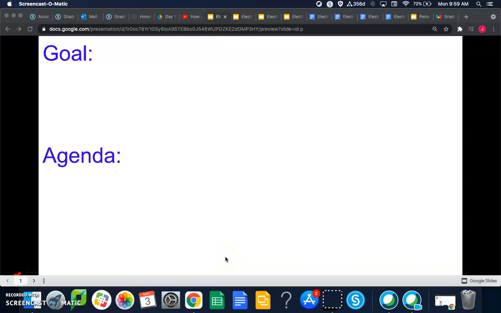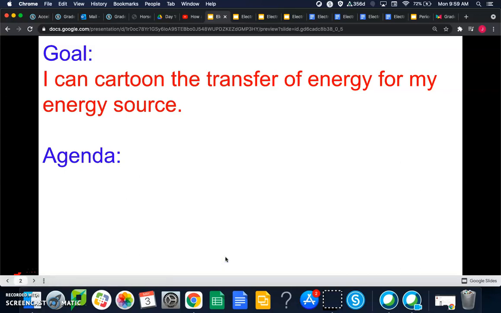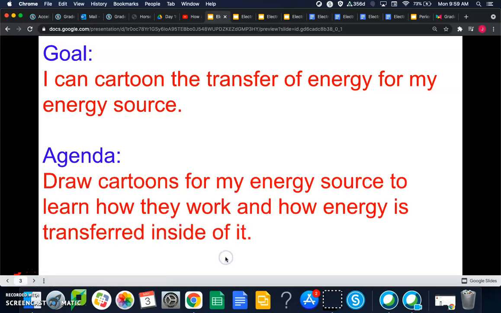Okay, so the goal for today is going to be to create a cartoon of the transfer of energy for this energy source that you've been assigned. So in this case, it'll be wind energy. The agenda: you're going to draw cartoons for your energy source to learn how they work and how energy is transferred inside of it.